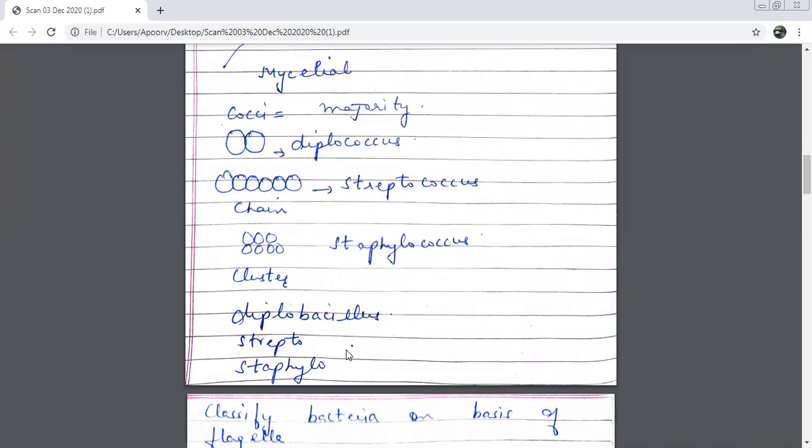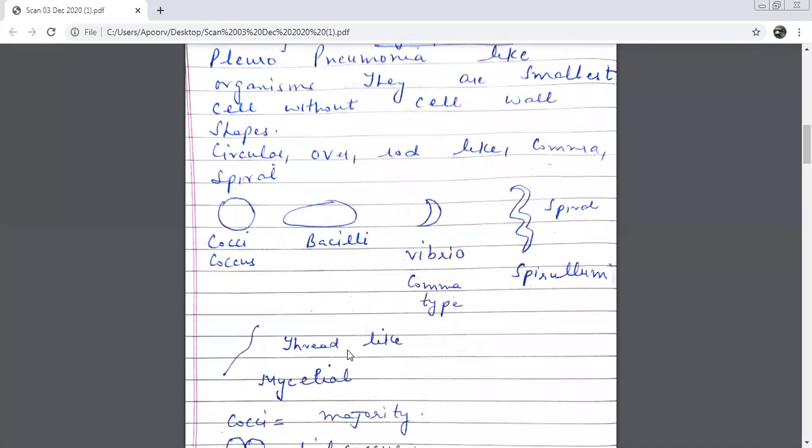And if we have a cluster of bacillus, then we'll call them Staphylobacillus. Let's hide this. Let's talk about the spiral one. No, let me talk about this comma one.